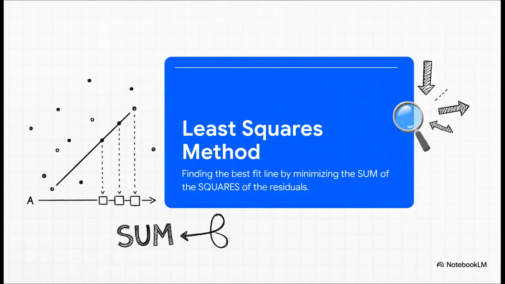And this powerful, elegant technique has a name you've probably heard of: the least squares method. We're not just finding the line with the smallest sum of residuals anymore. Nope. We're finding the one unique line that has the absolute minimum sum of the squared residuals.